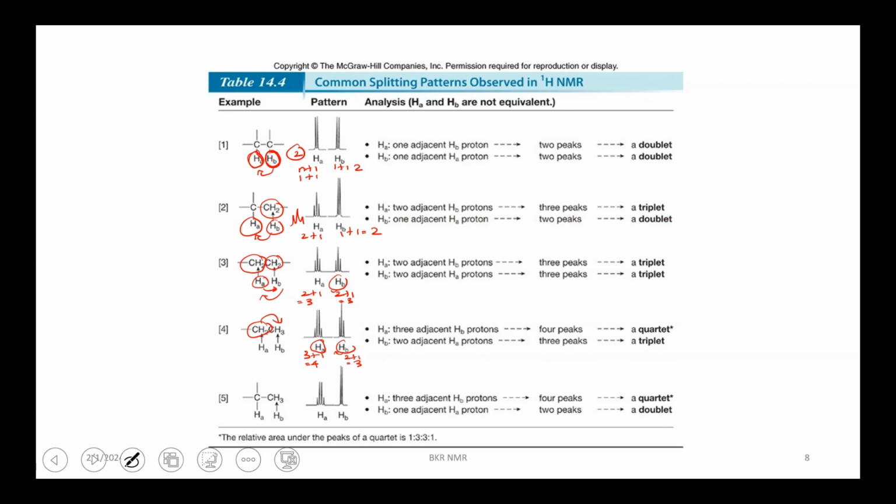Last one, I have an A proton and a B proton. The A proton has 3 neighboring protons, so 3 plus 1, the A proton will be split as a quartet. And the B proton has only one neighboring proton. Therefore, the B will be split as a doublet, 1 plus 1.